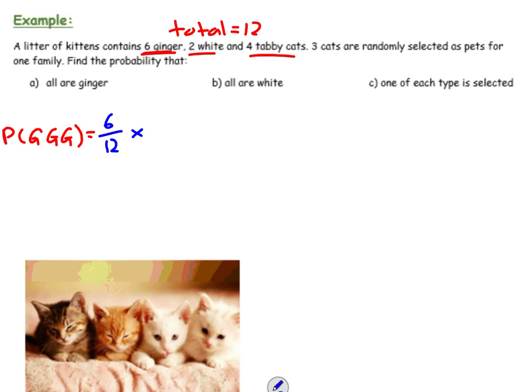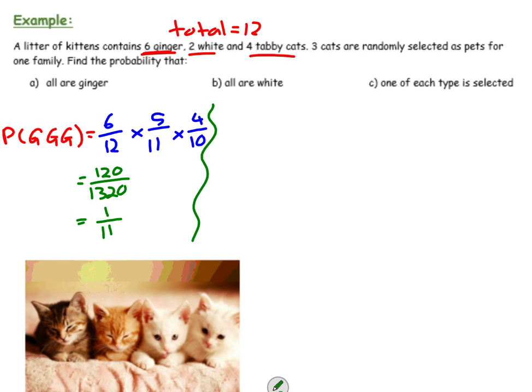So if the first one selected was ginger, there's a 5 in 11 chance of getting another ginger, because there's 11 in total and only 5 gingers left. And the third ginger, therefore, makes sense, is 4 out of 10. And again, just multiply the numerators, multiply the denominators. You get 120 over 1320. You can simplify it yourself or in your calculator as well. That gives you a 1 out of 11 chance of getting 3 ginger cats. So interestingly, probability all are white.